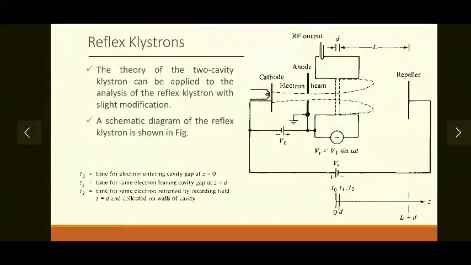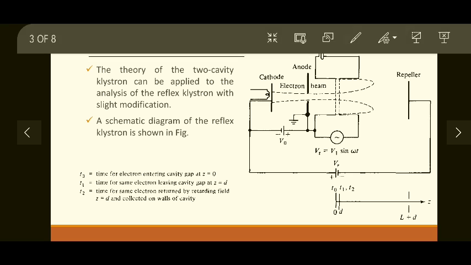So let's see the construction of it. Now the theory part is similar to the two cavity and multi cavity klystron, but the analysis will slightly differ, and the theory also has a slight modification. So we are seeing the schematic diagram of the reflex klystron. Now let's observe what the changes are from the previous klystron. First, similar to the two cavity klystron, there is a cathode, anode, electron beam, microwave input, and RF output, that is microwave output. All things are present. What's the difference?